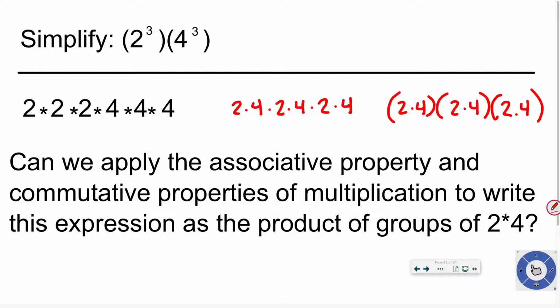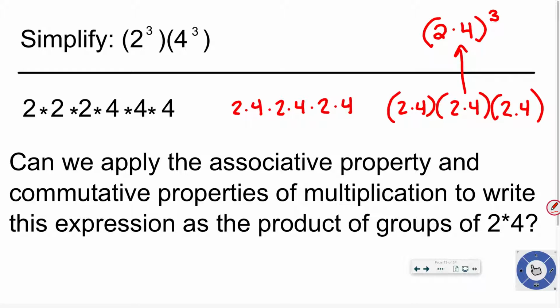Now, I just used the associative property here. Do you remember what that is? The associative property is all about the grouping, meaning if you're multiplying or adding, you can change the grouping. It's still going to give you the same solution. So how many times am I really multiplying 2 times 4 by itself? 3 times. So I could simplify that. 2 times 4 to the third power.